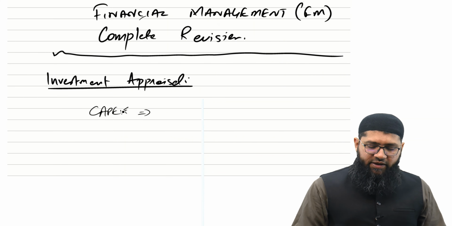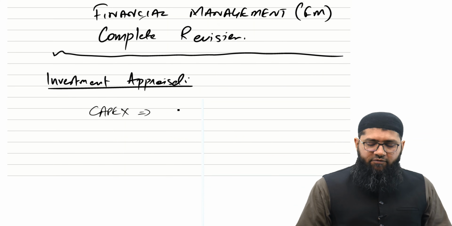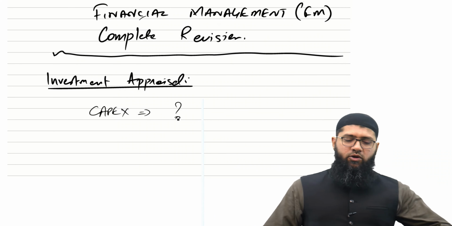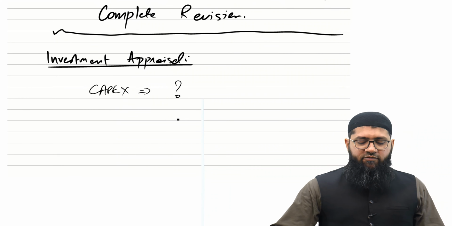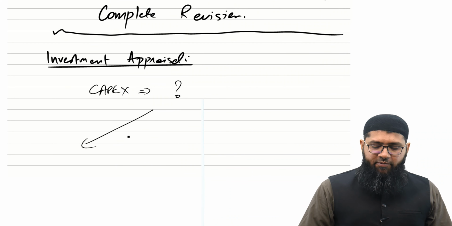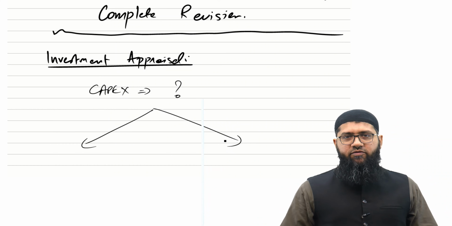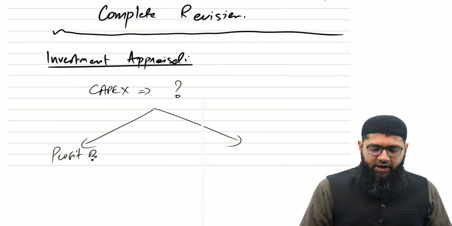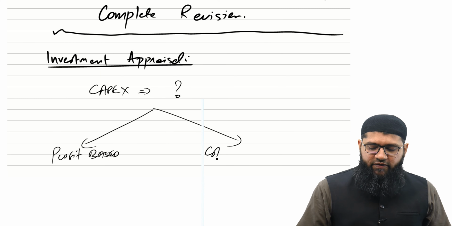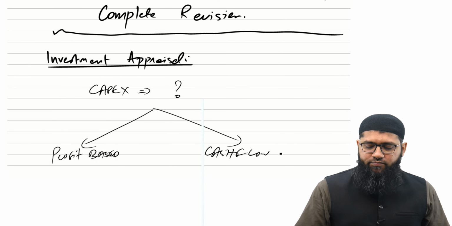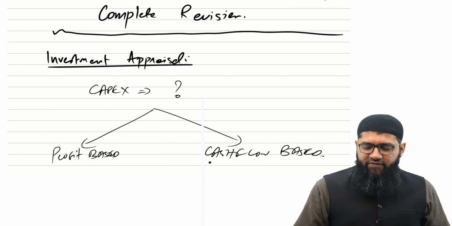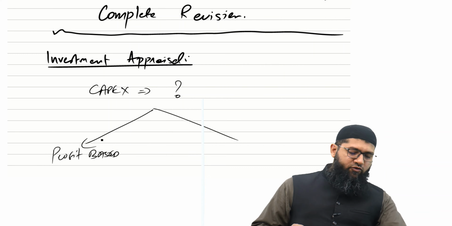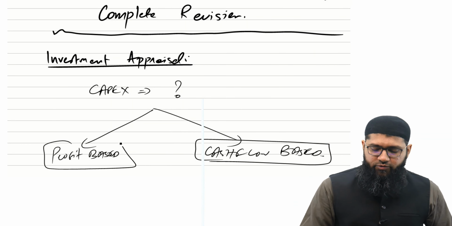So investment appraisal is a technique where we decide whether we should invest, whether we should undertake this capital expenditure project or not. There are two different types of techniques that are part and parcel of the syllabus. One of them is called the profit-based technique and the other is termed the cash flow based technique. What exactly is the difference between them? Let me take you through.